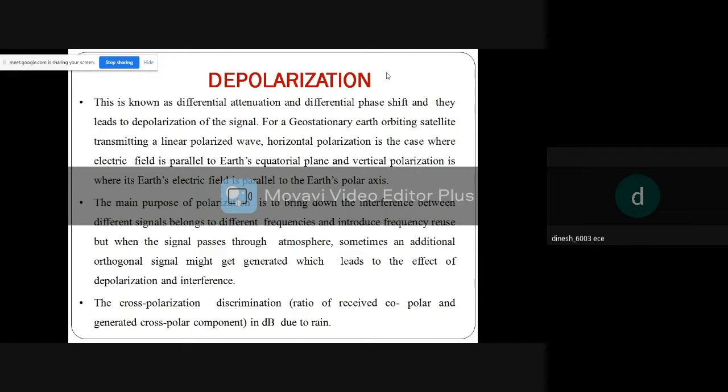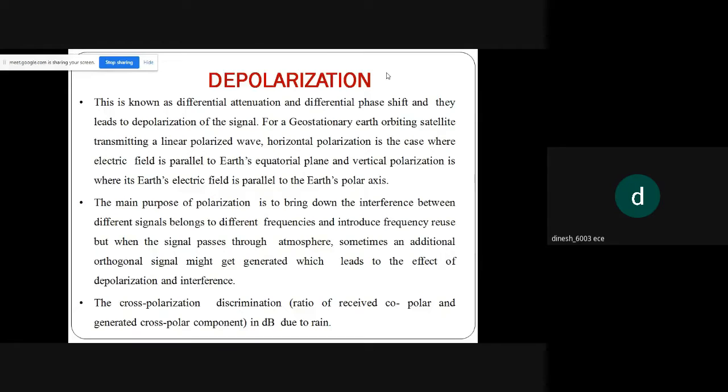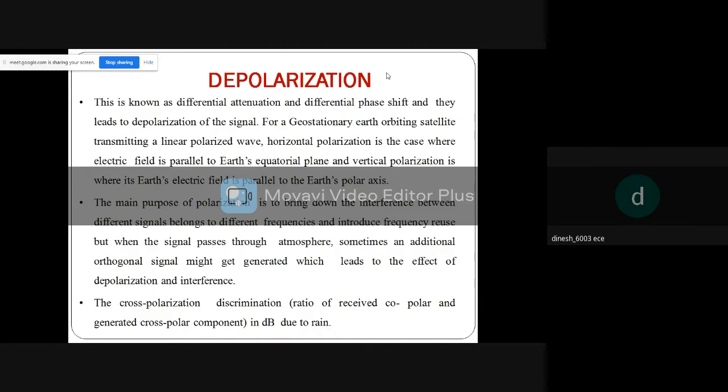A geostationary orbit satellite transmitting a linearly polarized wave is said to have horizontal polarization when the electric field is parallel to Earth's equatorial plane. And if the electric field is parallel to Earth's polar axis, then it is vertical polarization.